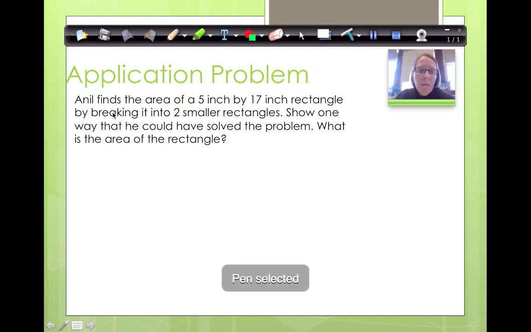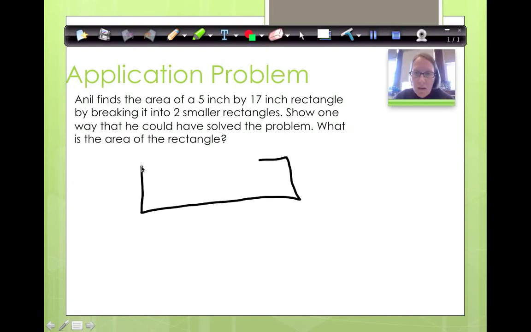Anil finds the area of a 5-inch by 17-inch rectangle by breaking it into two smaller rectangles. Show one way that he could have solved the problem, and what is the area of the rectangle? So he finds the area of a 5-inch by 17-inch rectangle. I know that this is 5 inches, and this is 17 inches right here.